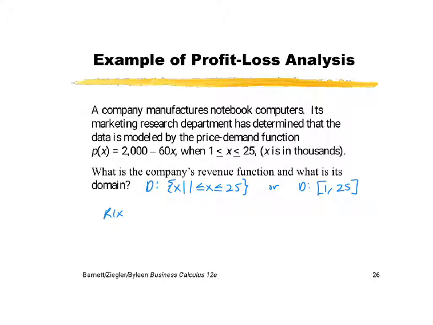Now let's look at the revenue. The revenue is equal to the number of items times the price per item. So the number of items sold times the price per item. Let me back up. Okay, so we have x times 2,000 minus 60x. That will give us our revenue function. Okay, so I'll go ahead and just rewrite it here.